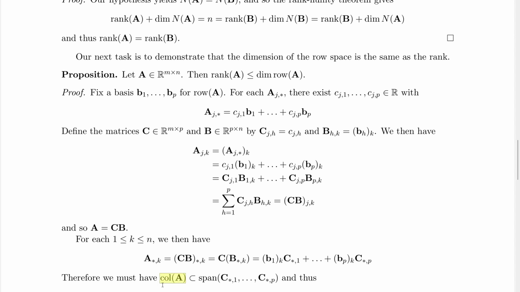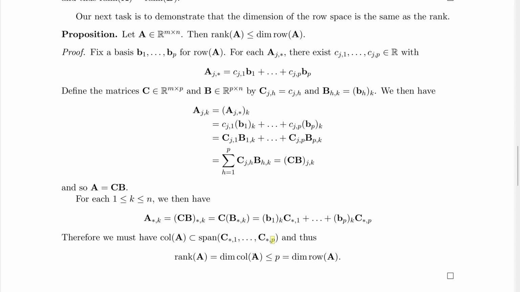What's the dimension of our column space? It's our rank. And note, it lives in a span of P elements. So the rank of our matrix, which is the dimension of our column space, cannot exceed P. The column space lives in the span of a list of P elements, and P is precisely the dimension of the row space. Proof over.